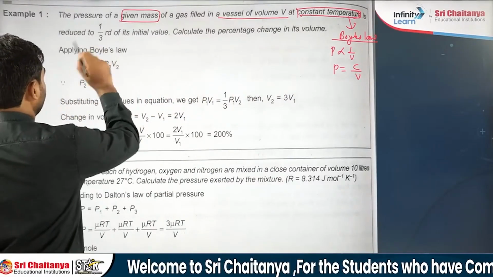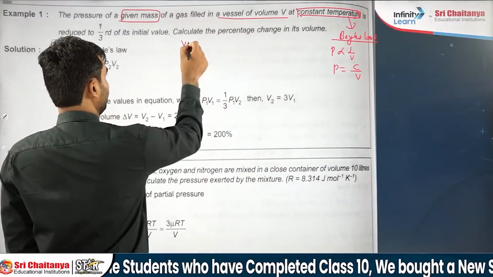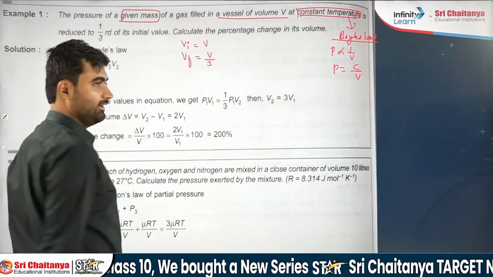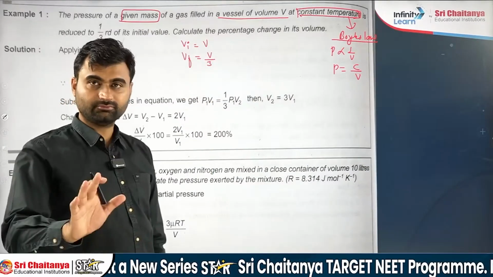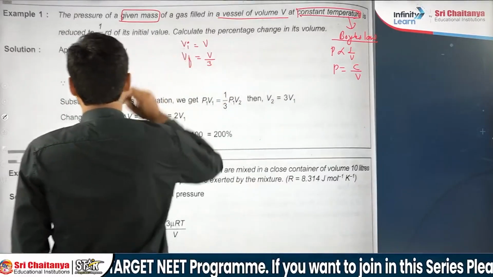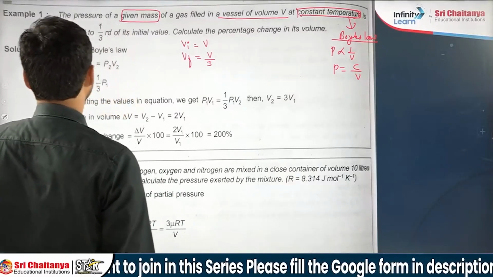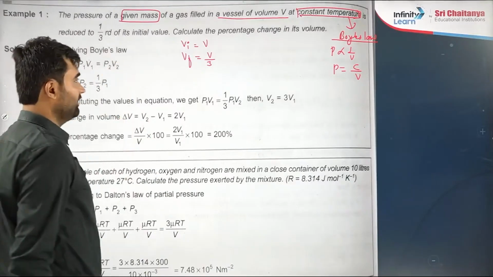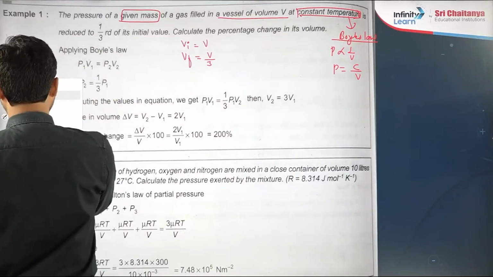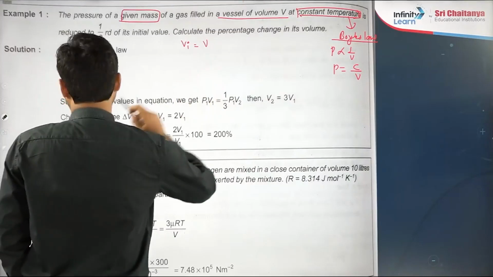Okay, volume is reduced to 1/3 of initial volume. So what is given? Initial volume, that is V. Then final volume, that is V/3. Agree or not? These are given quantities. Calculate the percentage change in volume. No, pressure is reduced to 1/3. They given that pressure is reduced to 1/3.